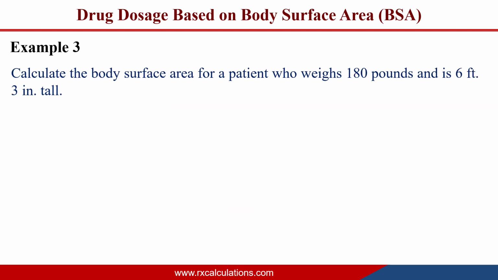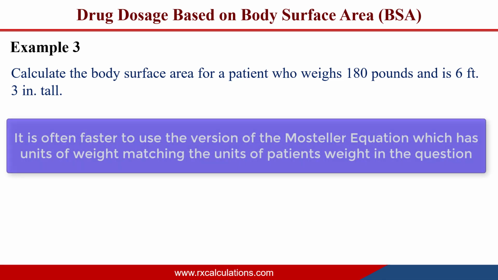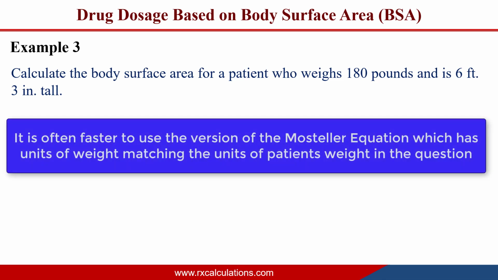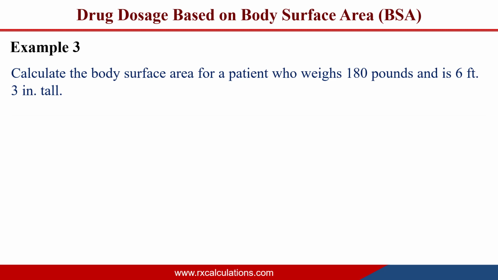And in this example, the question says calculate the body surface area for a patient who weighs 180 pounds and is 6 feet 3 inches tall. So now the question becomes, which form of the Mosteller equation do you use here? Now you could use either form of the equation, but my recommendation, especially if you want to determine the BSA expeditiously, is to use the version of the equation in which the units of the patient's weight match the units of the patient's weight given in the question. So for this scenario, that would be the one where you have patient's weight in pounds and height in inches.